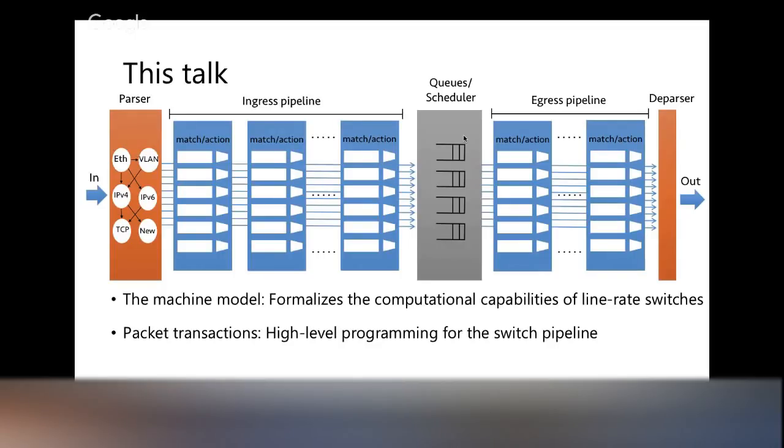The second third, I'll talk about a high-level programming model for these switch pipelines. And this is in the same spirit that you don't want to program your x86 chip in assembly. You ideally want a high-level programming model for the x86 chip. And finally, I'll talk about how to program the switch scheduler, which is the part of the switch that decides which packet to send out next when an output link is free.